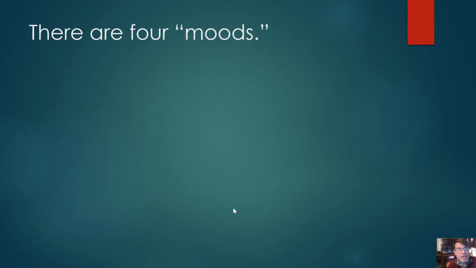Okay, there are four moods. Verbs have tense, voice, mood, person, number, and lexical form. If somebody asks you to parse a verb, those are the things they want you to give you: tense, mood, voice, person, number, lexical form. We've done person and number. We've done tense. We've done voice. So now we need to know what these moods are. There are four moods in Greek.